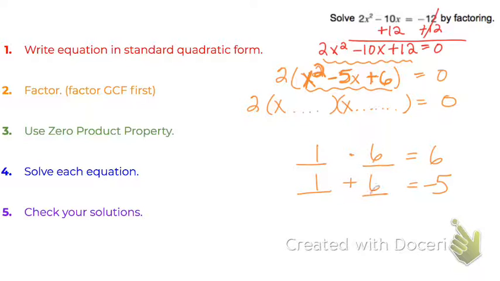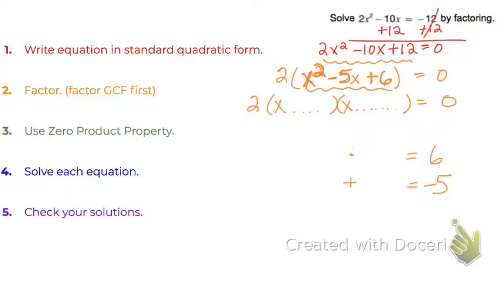So like for instance, 1 times 6 is 6. But 1 plus 6 isn't negative 5. So it's not 1 and 6. How about negative 1 times negative 6? That gives us 6. But negative 1 plus negative 6 is negative 7. So it's not negative 1 and negative 6.